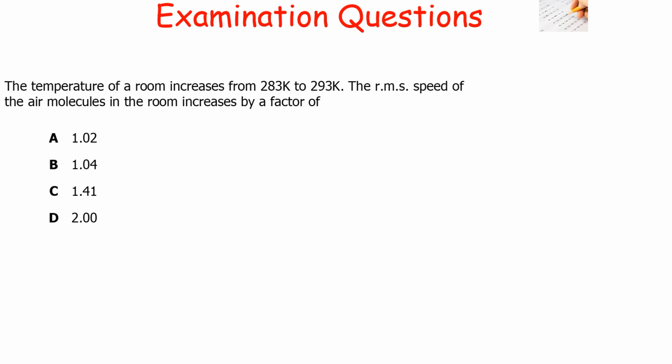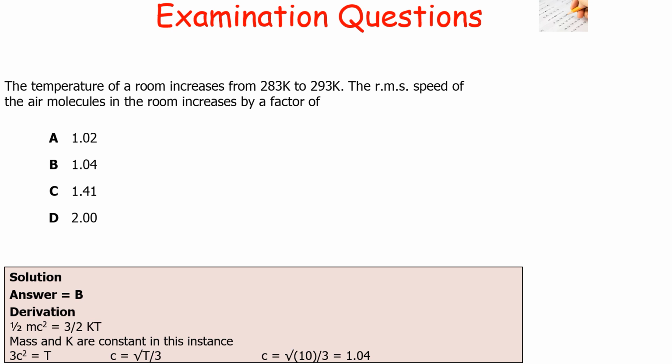Right, our answer here is going to be B, because you know that from the equations given to us, a half mc squared is equal to 3 over 2 kt. Now we're going to try and work out C, the RMS speed. So therefore, because mass and k are going to be constants in this instance, we can therefore say that 3c squared is equal to t when we've just taken out m and k and then moved around our numbers there. So therefore C is going to be equal to square root t over 3. So, I'll repeat that. C equals the square root of t over 3, just to make sure you're clear on that. So therefore what we can do is 10 over 3 all square rooted equals 1.04, which is their answer B.